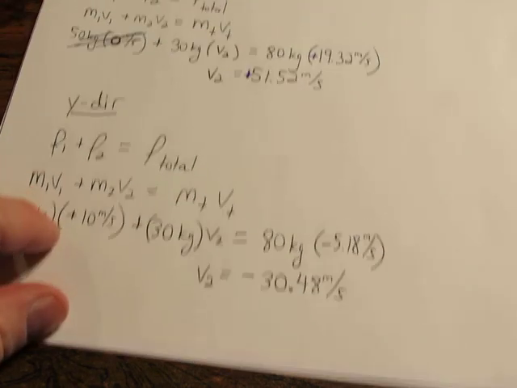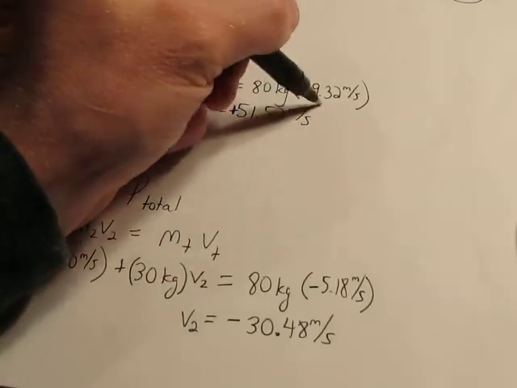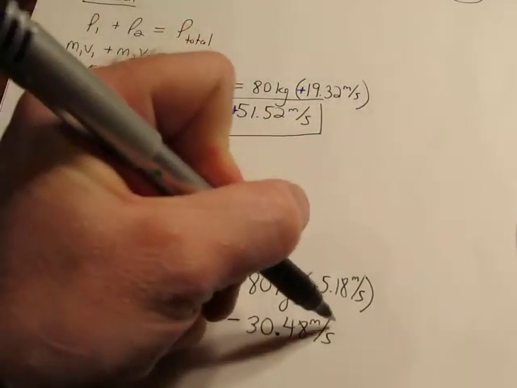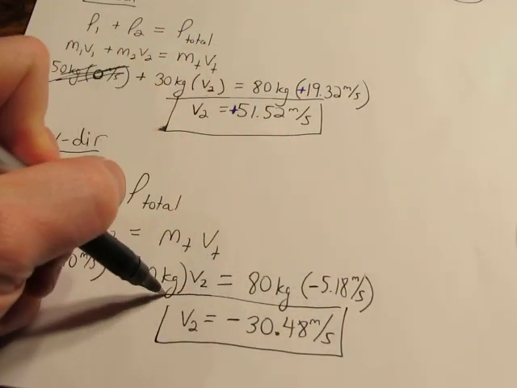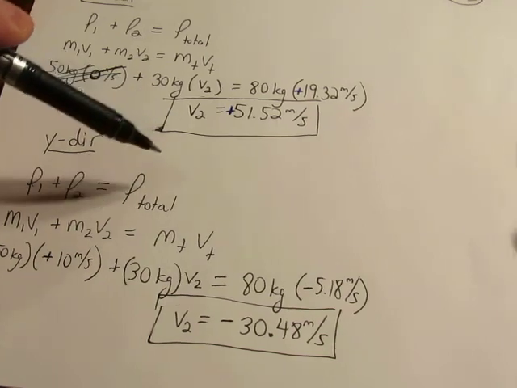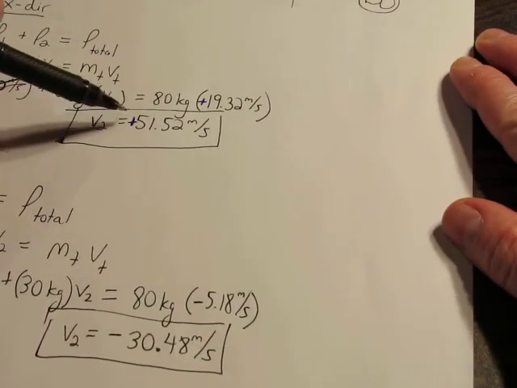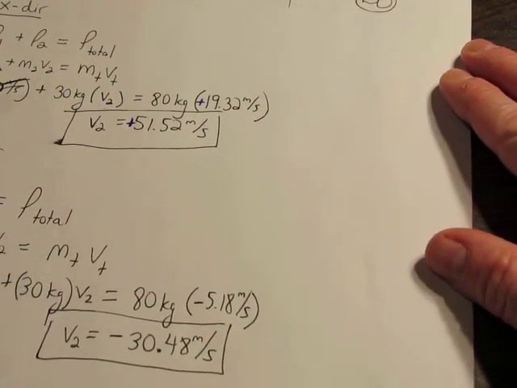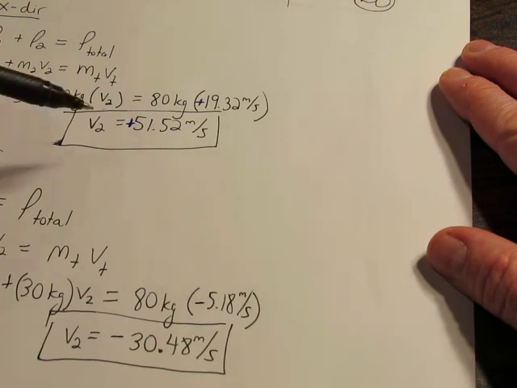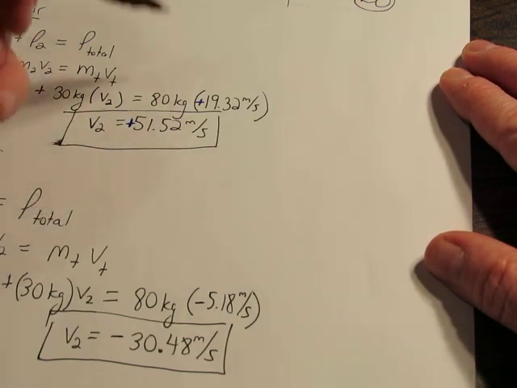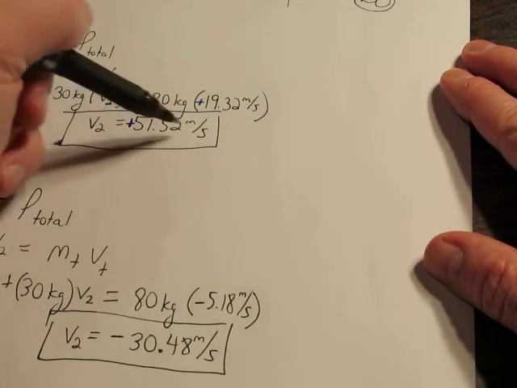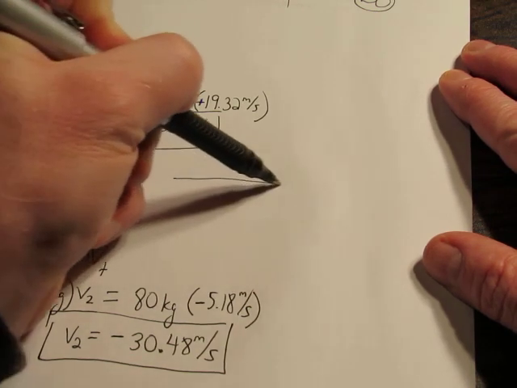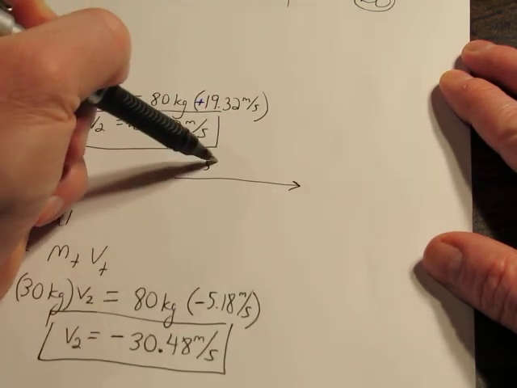Okay, so at this point, here are the two answers. Neither one of them is the final answer. But there are two answers, and if you look at the signs, they say that the true speed of the object before the collision in the x direction is traveling to the right, 51.52.